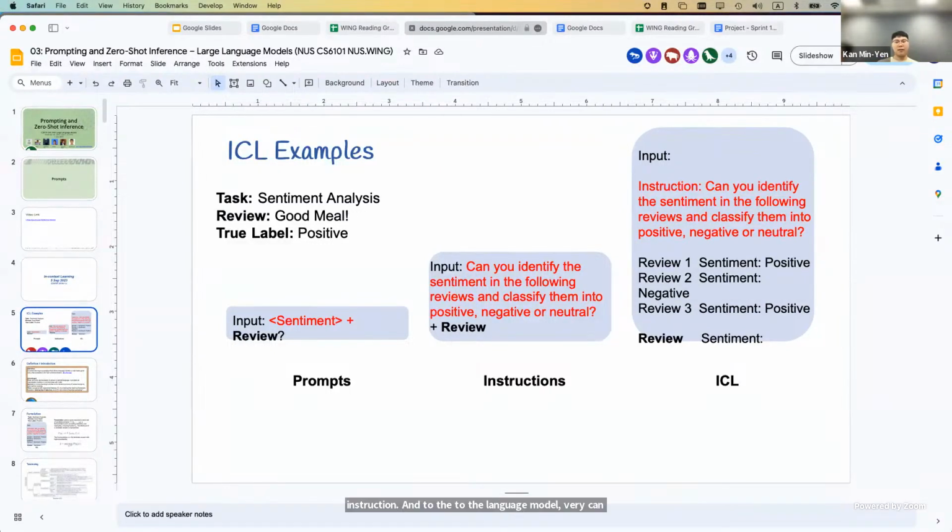And moving on, the topic I'm talking about today is called ICL, which is in-context learning. The difference between in-context learning and the instruction is that besides the instruction, we also add a few examples. After the instruction, you can see that we can add examples of review 1, review 2, and review 3, and we give the label of each of the reviews. This is a process called demonstration. By giving this demonstration, we ask the model to return the value of our testing input, which is the review of good meal. We want the model to predict whether it's positive, negative, or neutral. So it's another format of prompting.